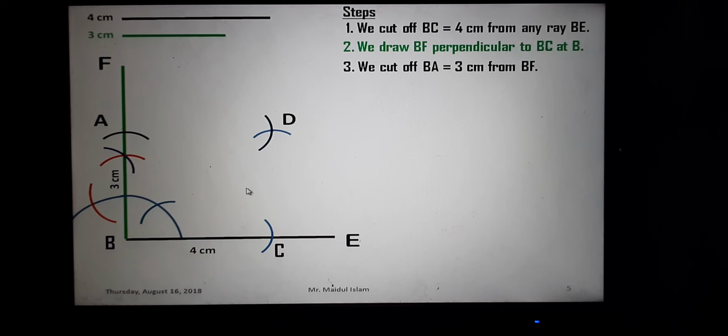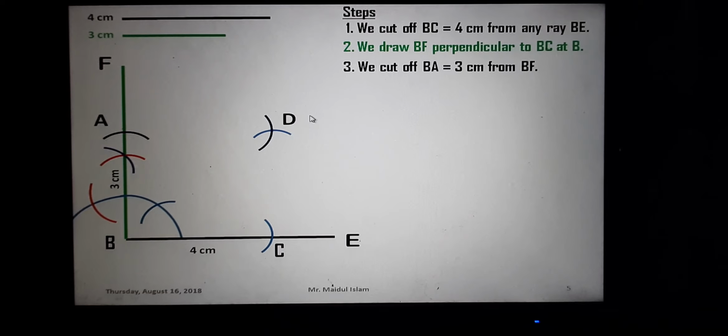So we can write, we draw 2 arcs. How many arcs have we drawn here? 2 arcs, centering A and C. So you can write centering A and C, taking lengths of how many centimeters? 4 centimeters and 3 centimeters. We draw how many arcs? 2 arcs. They intersect at D.